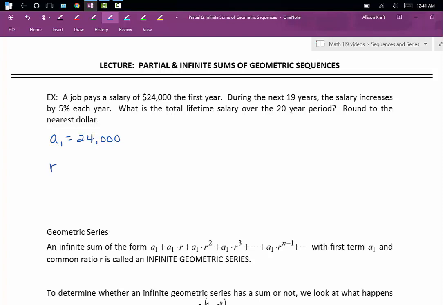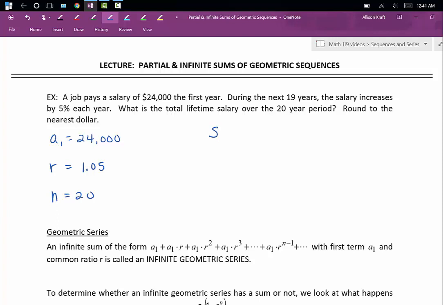Our common ratio, well, that's what we're multiplying by. The common ratio is actually 1.05. It's not just the 5%, the 0.05. That would only be the raise amount. We need the new salary amount. So that's the raise amount plus our old salary. That's why our common ratio is 1.05, and then n is equal to 20.